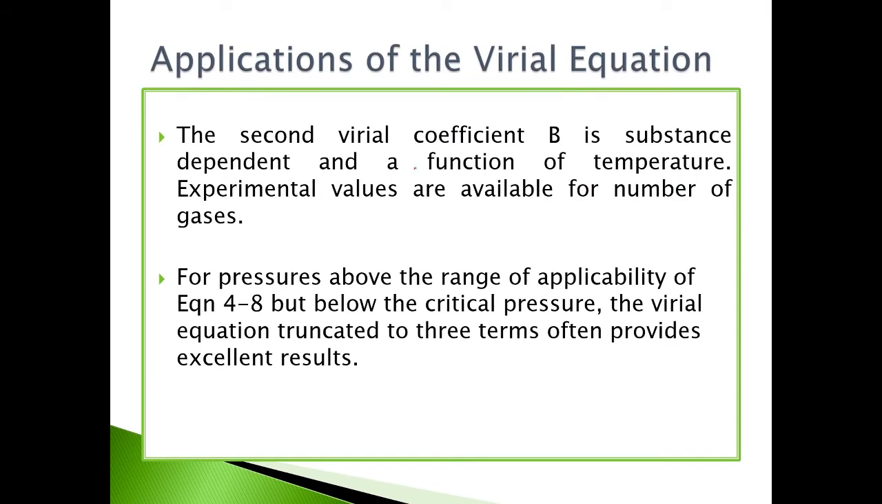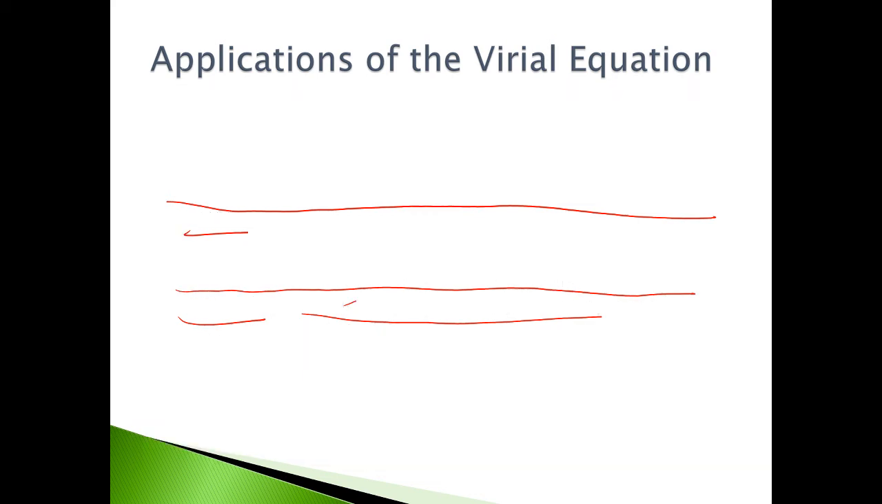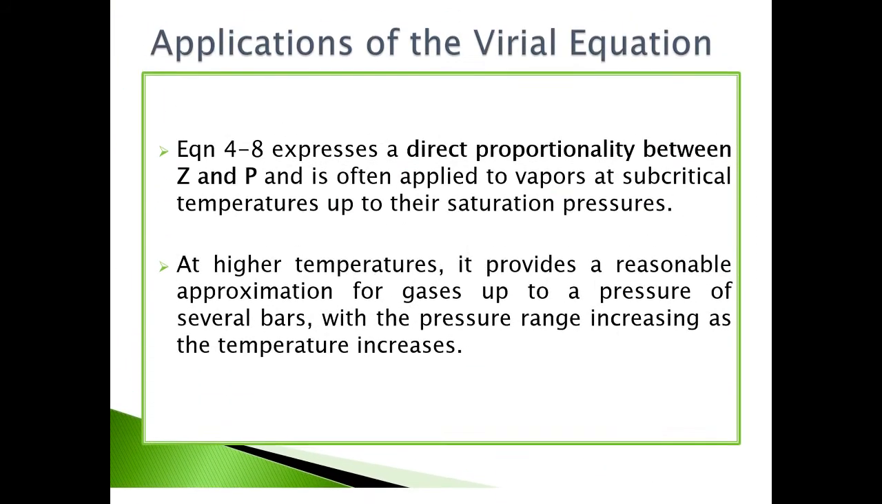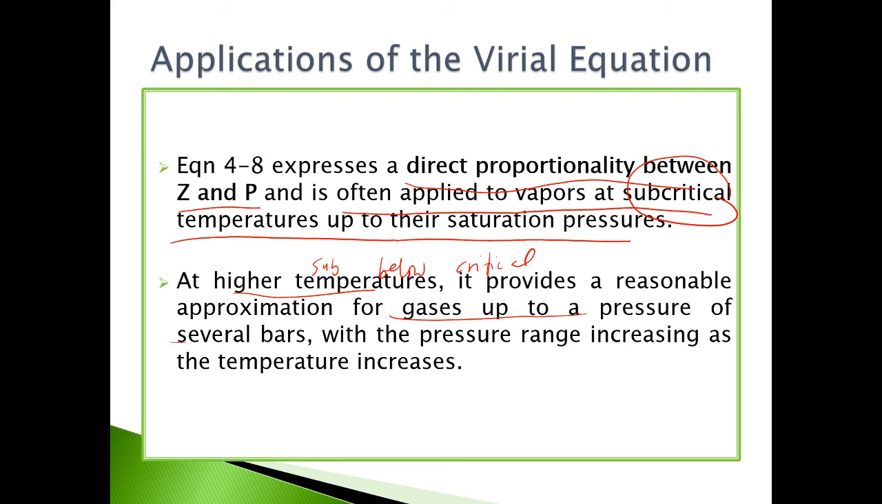The second virial coefficient B is substance dependent and a function of temperature. So, nagde-depend siya sa type of gas at saka sa temperature. And saan natin makukuha yung data? Experimental values are available for a number of gases. Now, for pressures above the range of applicability of equation 4-8 but below the critical pressure, kasi sabi nga natin na yung two-term na virial equation may range of applicability lang siya, which is nandito sa slide na to. Up to, yung pressure niya, several bars. Okay? Up to several bars lang.